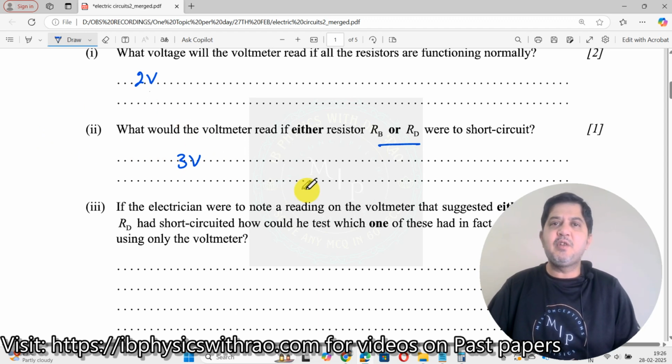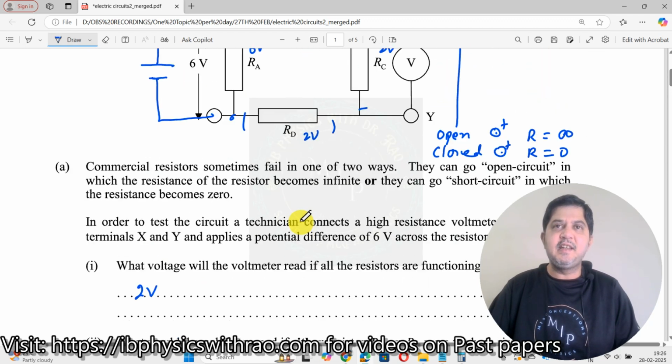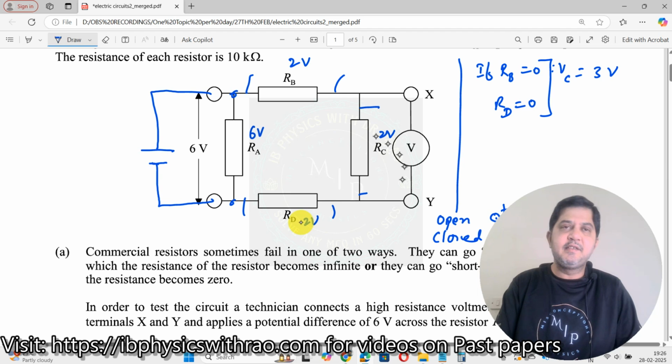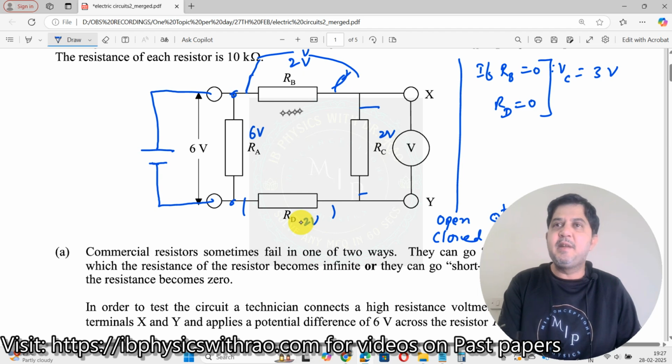If the electrician were to note a reading on the voltmeter that suggested either RB or RD has short circuited, how would he test which one of these had in fact short circuited using only the voltmeter? Now the question is, an electrician comes to a circuit and wants to test which of these has short circuited. What will he do? He will take a voltmeter and connect it across these terminals. When he connects it across these two terminals and finds the voltage across this is equal to 0, immediately he can say that this resistor seems to be short circuited.